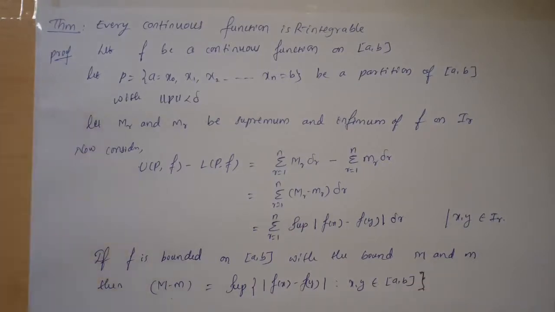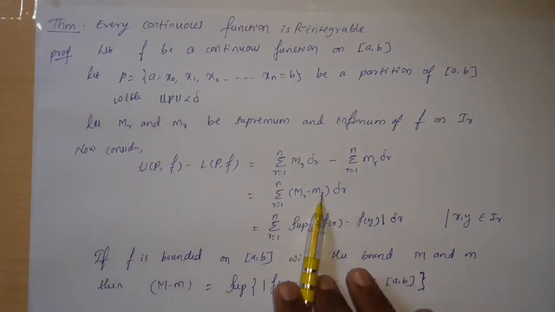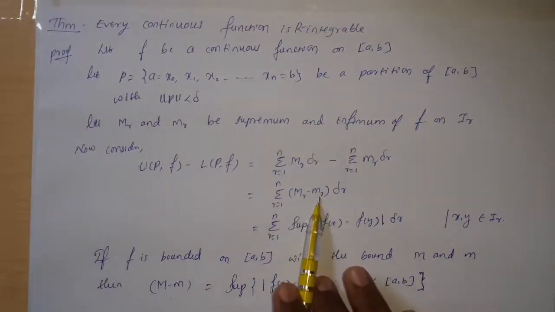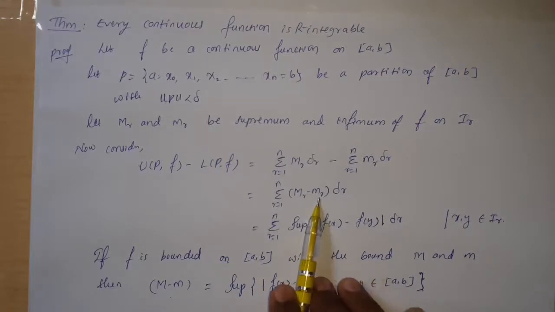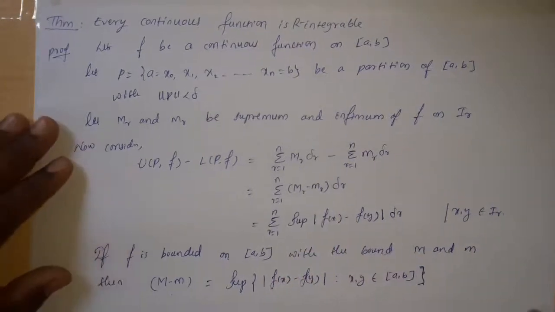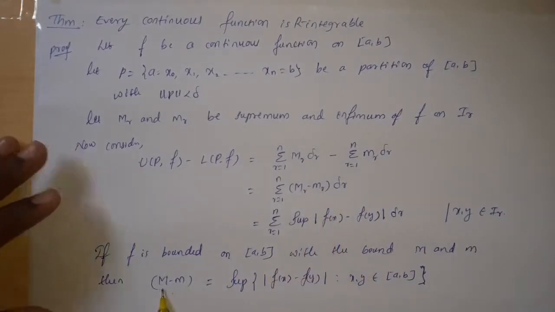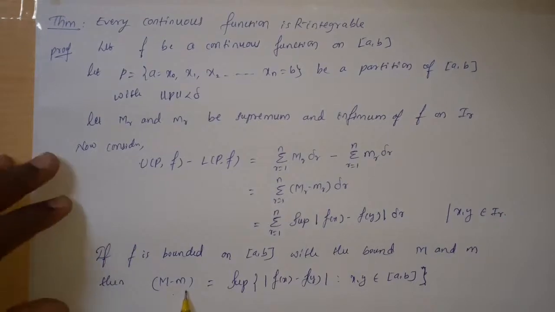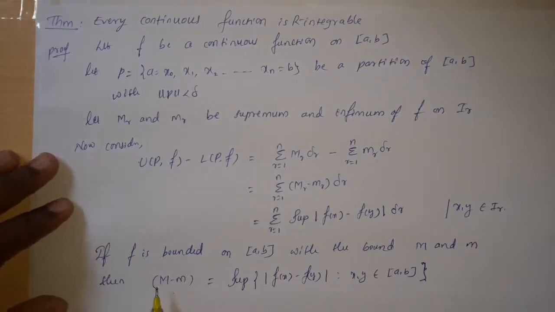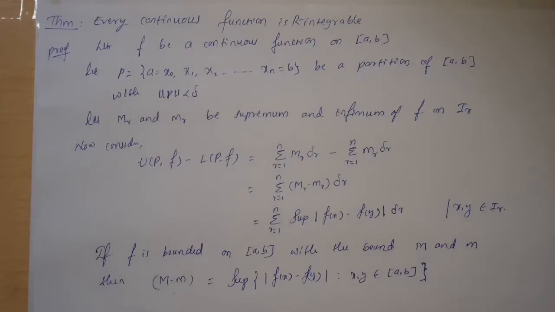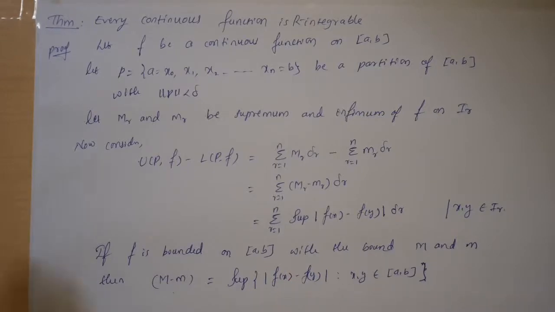Therefore, by using this condition we have written Mr minus mr. These are the bounds of the function f in the rth subinterval Ir. Here capital Mr is the supremum and small mr is the infimum, and similarly capital M is the supremum and small m is the infimum. This oscillation, meaning the difference between upper and lower bounds, is nothing but the supremum of |f(x) minus f(y)|.